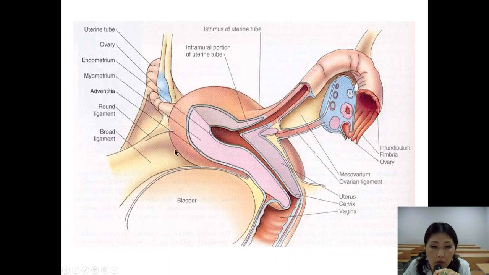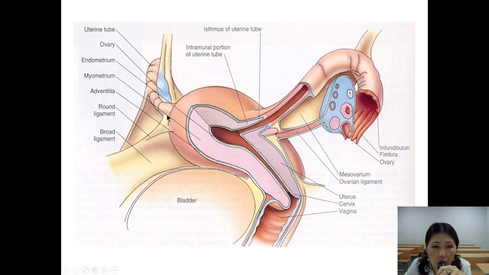Next, this is also the anatomy of the fallopian tube. Here you can see the intramural portion of the uterine tube, the isthmus of the uterine tube, the ampulla and infundibulum with the fimbriae. And this is the ovary. This is the ovarian ligament, mesovarium, uterus, cervix, vagina, bladder, broad ligament, round ligament, adventitia of uterus, myometrium, endometrium.